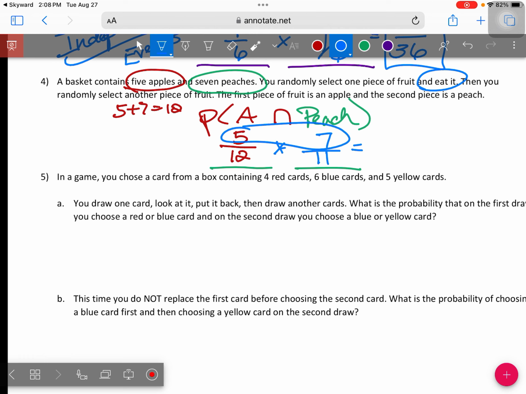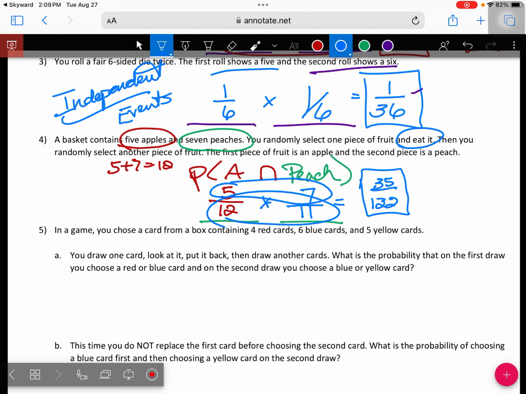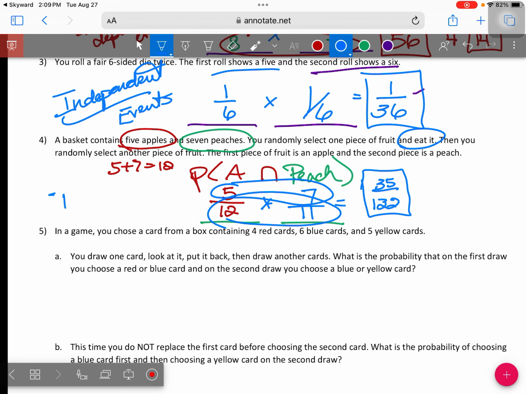So multiply 5 times 7, 35, 12 times 11. I don't know, what is that? 132. Thank you. And I don't think I can simplify that. So that is simplest form. Are these independent events? Or did what I do to the first one affect the second one? Yeah, you ate the fruit. So these are dependent events. They're not independent.